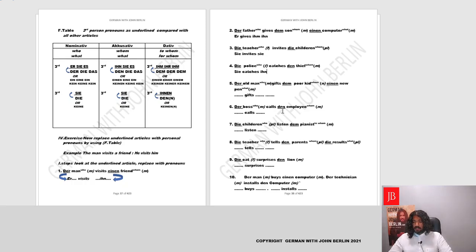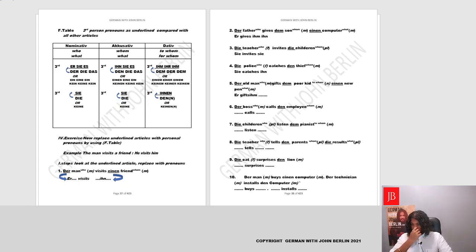Now, the old man gives to the poor kid a new pen. The old man, who? Let's go to who and go to der. Instead of der, we write er. So we write er. Gives to the poor kid. So basically, to whom? Yes. To whom? Let me update this. And the answer is to whom? It's written dem. We go to dem. This is the dem we are talking about, neutral. And instead write ihm. So here we write ihm.